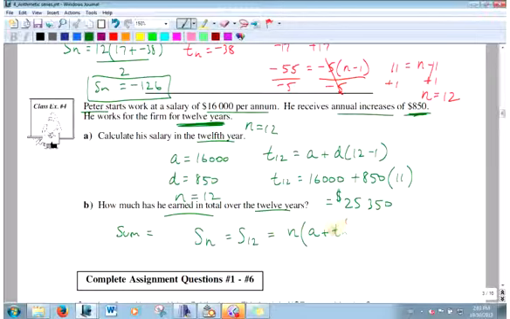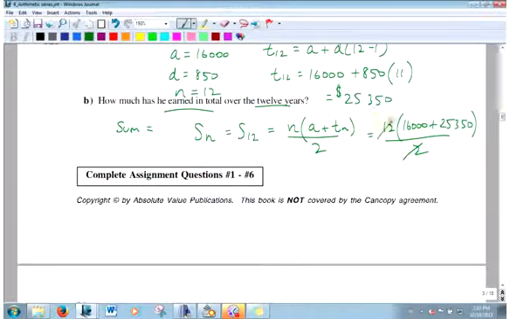A plus T to the n, over 2, times n. Do I have all those things? Do I have A? Yeah. Do I have T to the n, the last year? The 12th year? Yeah. I have n, that's 12. Okay, that's what I want to use. 12 over 2, times 16 plus the last year I made, 25,350. Does this just look like an average? Yeah. What's the average? Times it by 12. Okay. 6 times whatever.